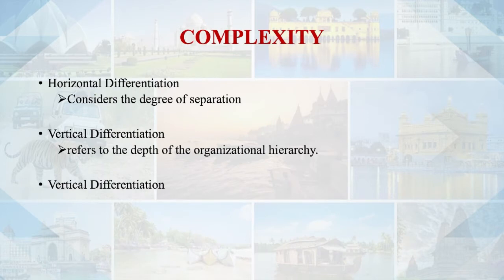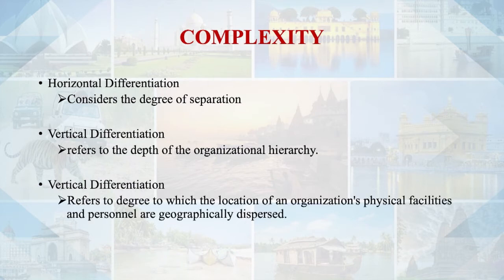For any organization which is present at multiple locations, for example, a hotel which is present in America, in India, in Australia, the spatial differentiation concept comes into place. This concept basically encompasses the degree to which the location of organizational physical facilities and personnel are geographically dispersed. So higher dispersion would obviously also bring in more spatial differentiation.